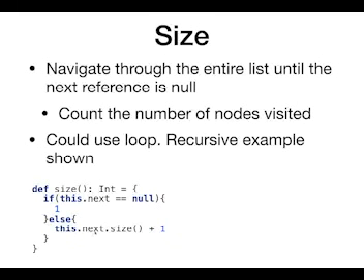If next is not null, I have at least one more element. I have no idea how many more elements there are, but at least one more. So I'm going to recursively call size on the next element. And when it returns its size, I'm going to add 1 to it for myself, and then return that value.